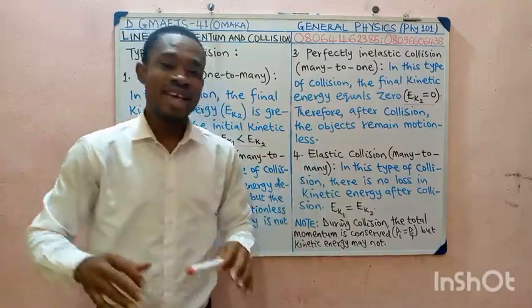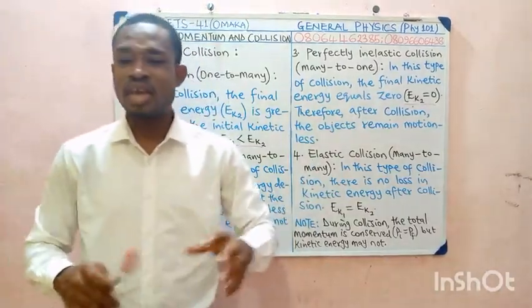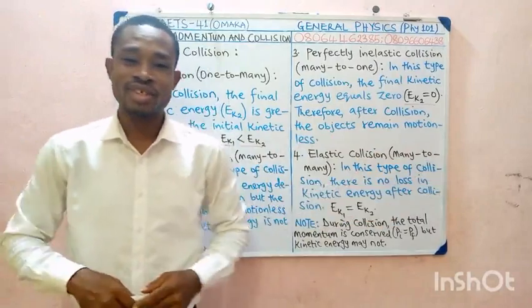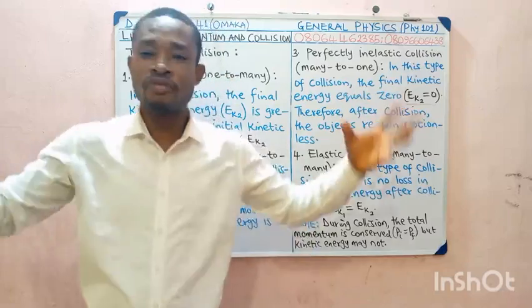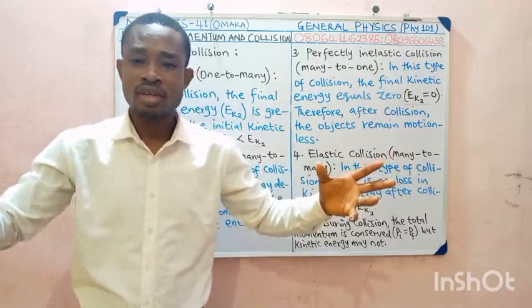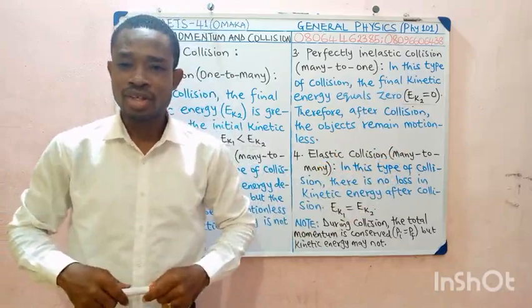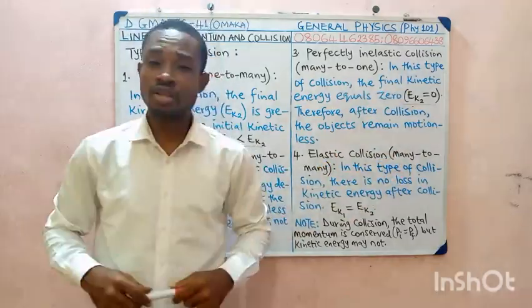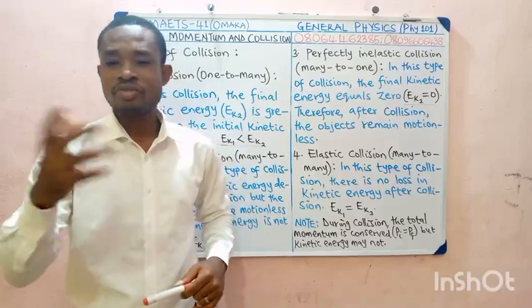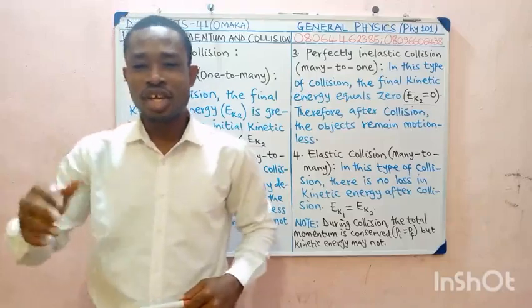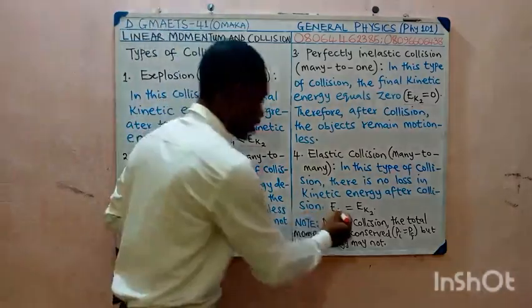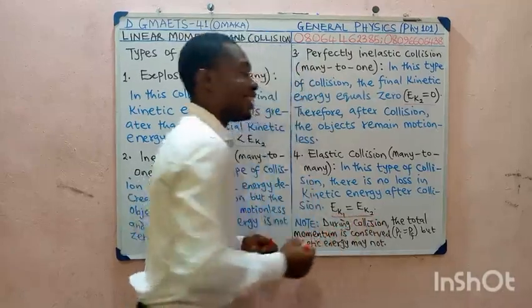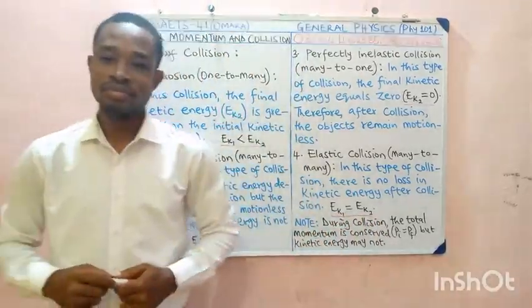Number 4 is elastic collision. This is a many-to-many type of collision. Imagine you have two or more objects colliding and then they move away from each other. Is that okay? Such a type of collision is known as elastic collision. In the process, after collision, the initial and final kinetic energy are equal. So that's the condition for elastic collision.